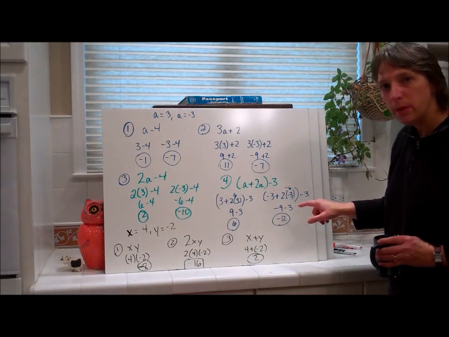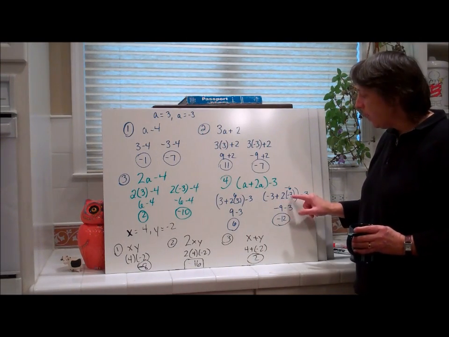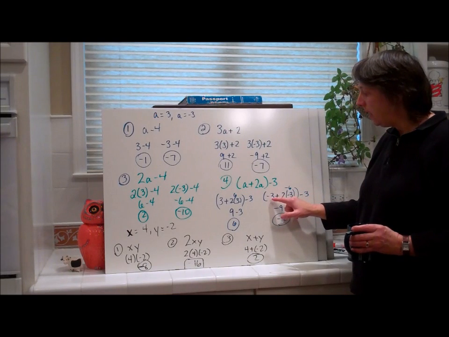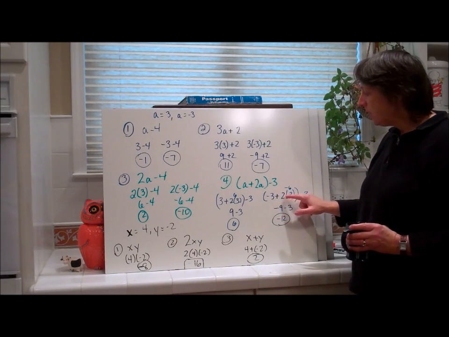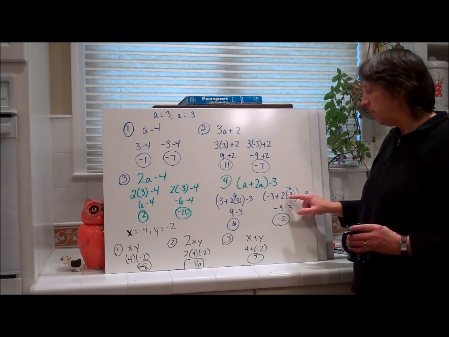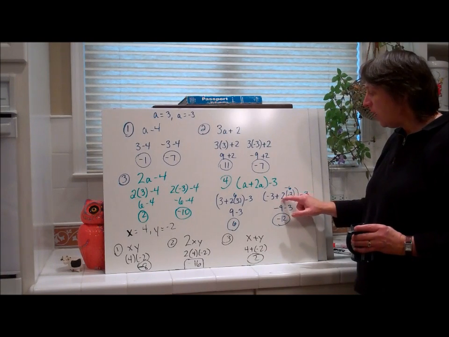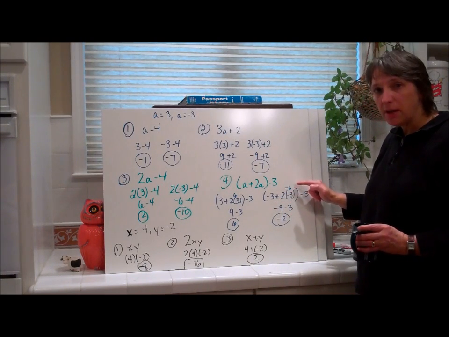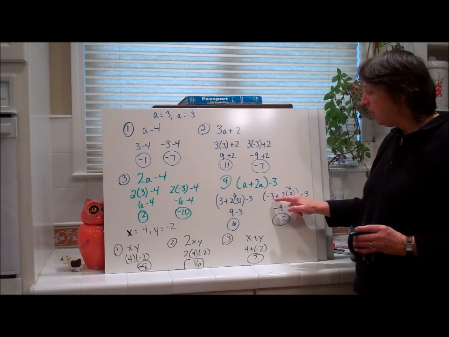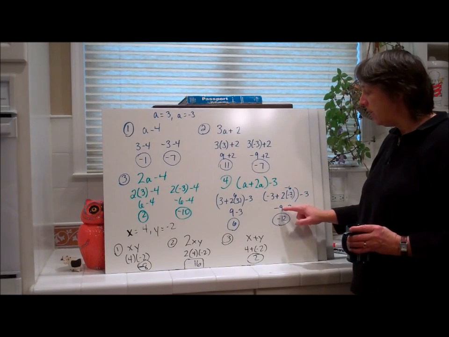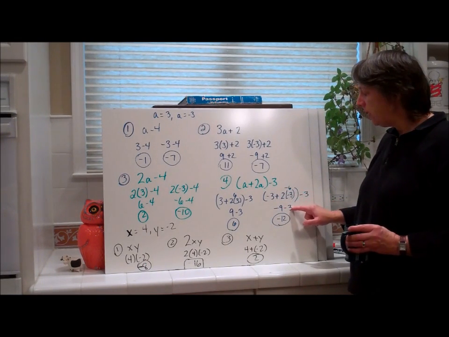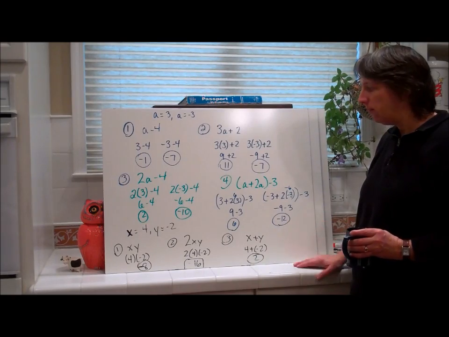This one gets a little bit more sticky, because when I plug in a -3, I have -3 for this a, and then 2 times -3. And I'm adding. Well, 2 times -3 is -6. And then -3 plus -6 is -9. Bring down the 3, and I should get -12.